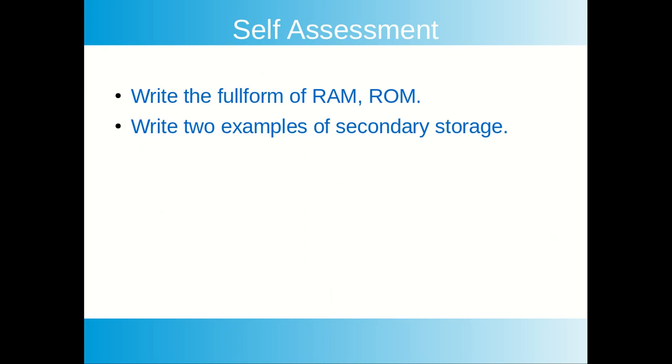The first question is, write the full form of RAM and ROM. Both of them are primary memories. The second one is, write two examples of secondary storage. So you have to write any two examples of secondary storage. Answers to all the self-assessment questions I'll be giving you along with the PDF of the notes.